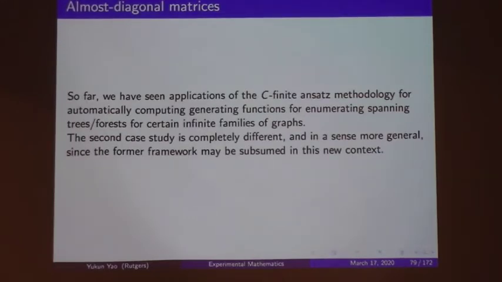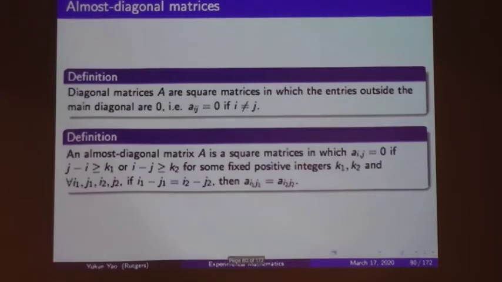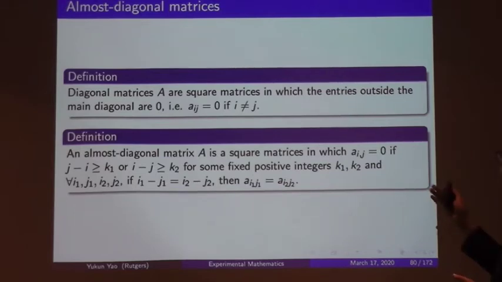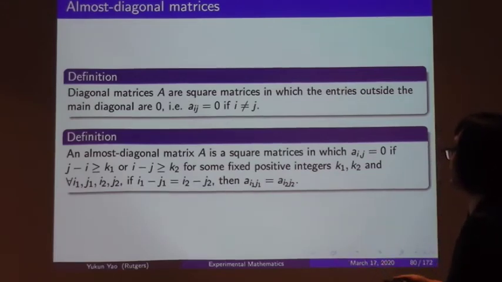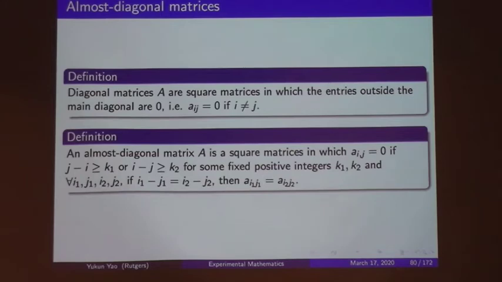Then we'd like to consider almost diagonal matrices. Here, almost diagonal is a little bit different from the usual definition. So I'll show you in a minute. The definition of diagonal matrices is the same, but here, an almost diagonal matrix means if an entry is very far from the main diagonal, it should be 0. And if we have two entries, say A_{i1,j1} and A_{i2,j2}, if the difference i1 minus j1 is the same as the difference i2 minus j2, then A_{i1,j1} should be equal to A_{i2,j2}.